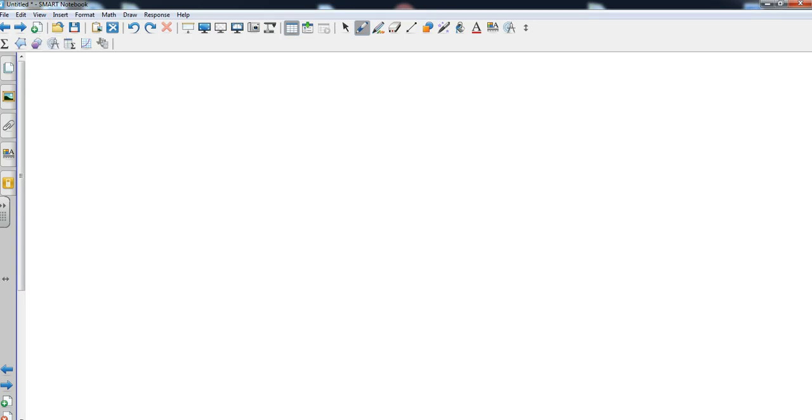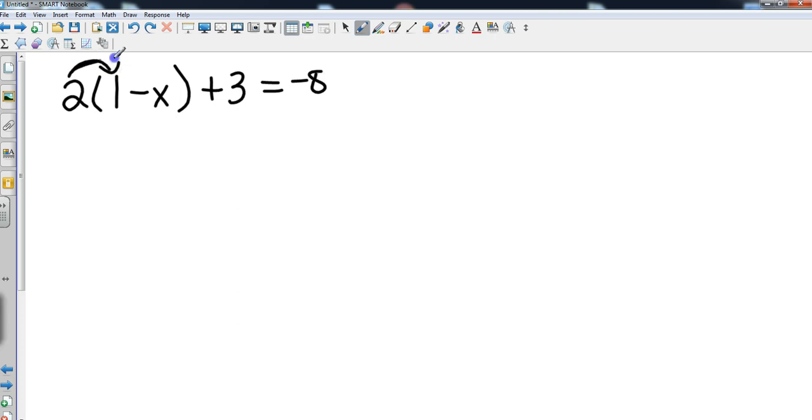So what can they do? Maybe they can throw some distributive property in there. We might have something that looks like this: 2 times the quantity 1 minus x, plus 3 equals negative 8. So please excuse my dear Aunt Sally says I need to do the parentheses first. So I'm going to distribute. I like to call these my stupid arrows because that tells me that I have to multiply everything on the outside by everything on the inside.